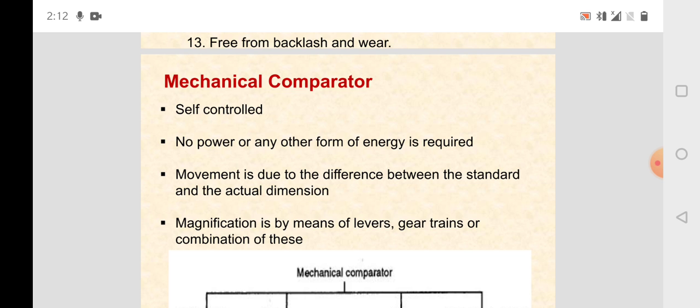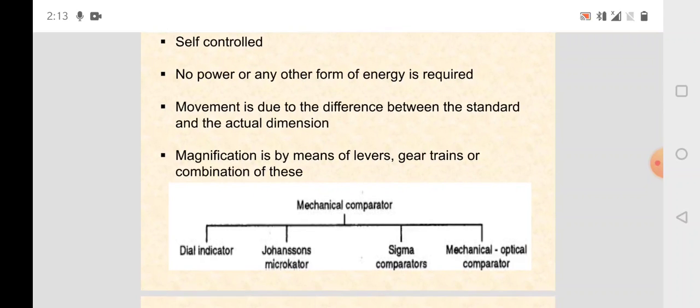Movement is due to the difference between the standard and the actual dimension. So we are comparing the actual dimension of the workpiece and the standard dimension. It is set to 0 at the standard dimension, and any deflection of the indicator, on either side, will be because of the difference between the actual dimension and the standard dimension. Then magnification is by means of levers, gear trains, and combinations of these.